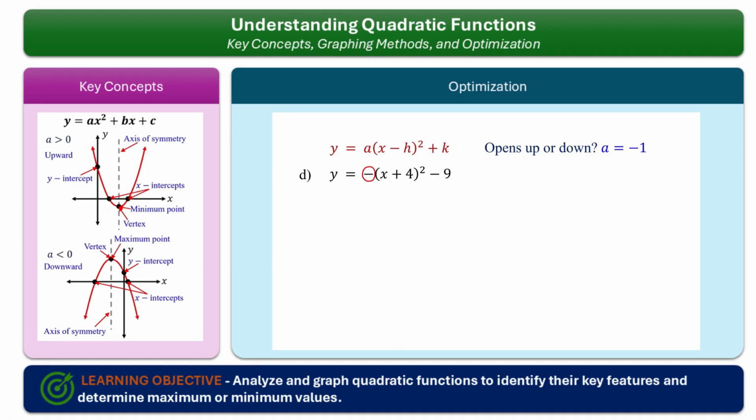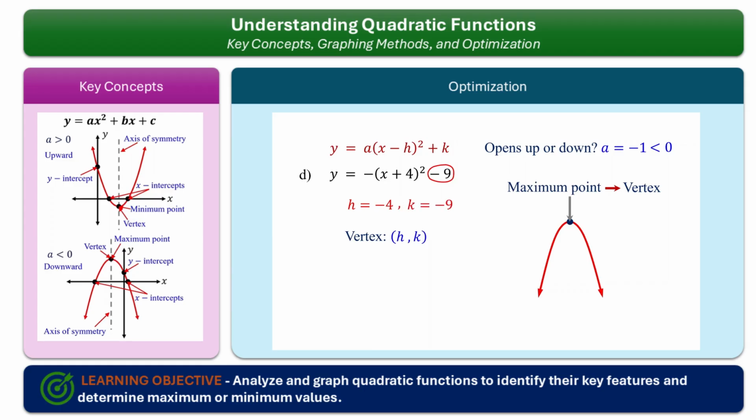a is -1, which is less than 0, so the parabola opens downward. Therefore, the quadratic function has a maximum point, which is the vertex. To find the vertex, identify the values of h and k. h is the opposite of the number inside the parentheses, so it becomes -4, right? k is the constant term, so it is -9, right? So, the vertex is the point (-4, -9). The maximum value of the quadratic function is the y-coordinate of the vertex, which is -9. This occurs when x equals -4.